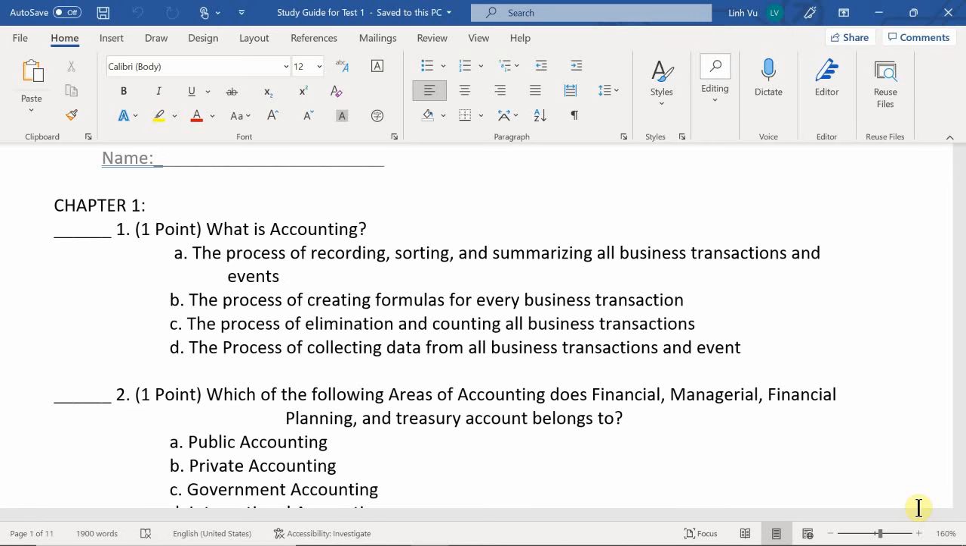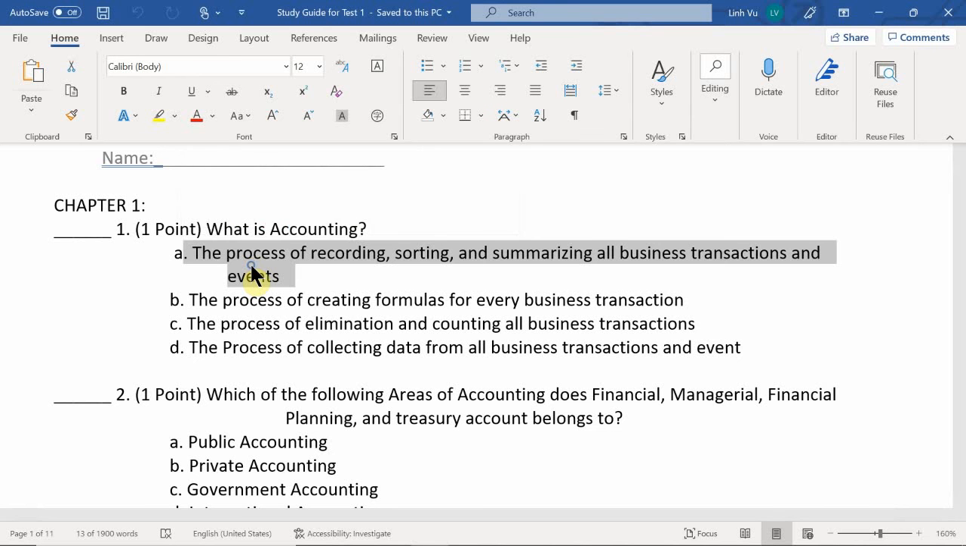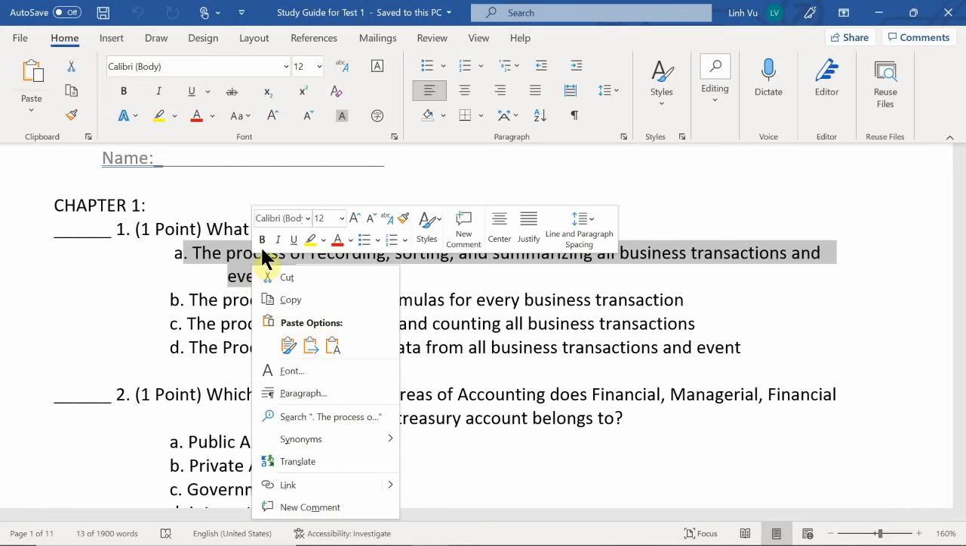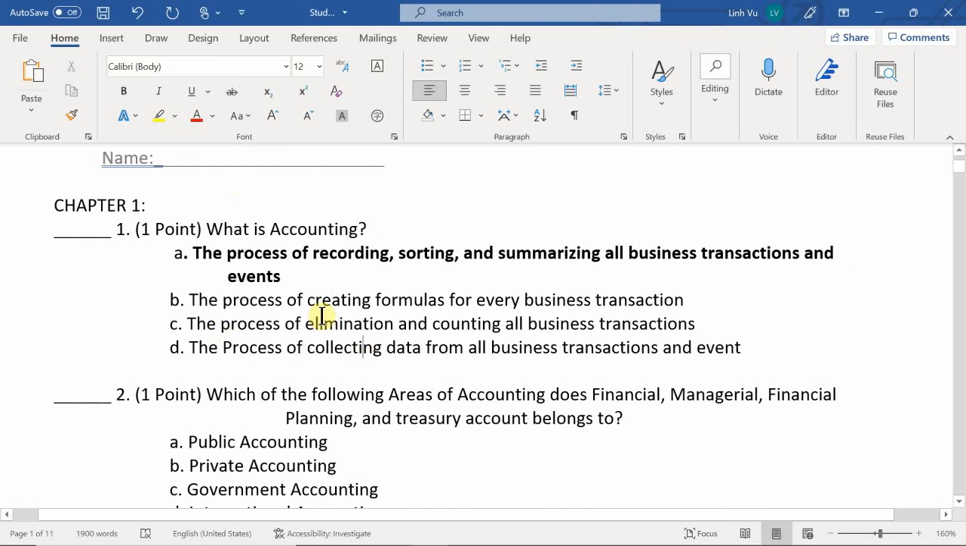What is accounting? A, it is the process of recording, sorting, and summarizing all business transactions. Good. It isn't the process of creating formulas. It is also not the process of elimination or the process of collecting data from business transactions. So D only answers half the question. You don't stop at just collecting the data. You have to process it, you have to analyze it, you need to sort it, and you need to record it. So A is correct.